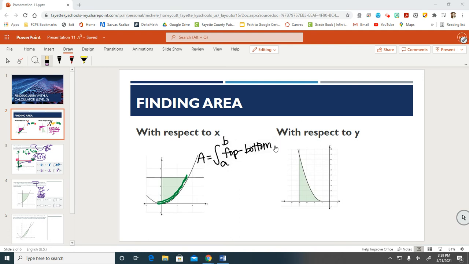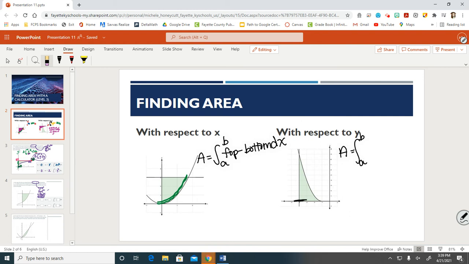Okay. And the one thing you did have to remember is when you're doing that, it's with respect to x. So we had to use dx. Well, we can also do this with respect to y. And it's kind of helpful whenever you can't determine which curve is on the top and which curve is on the bottom. We can also find the area by integrating from a to b.